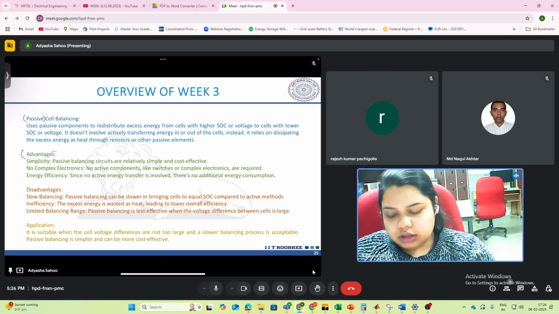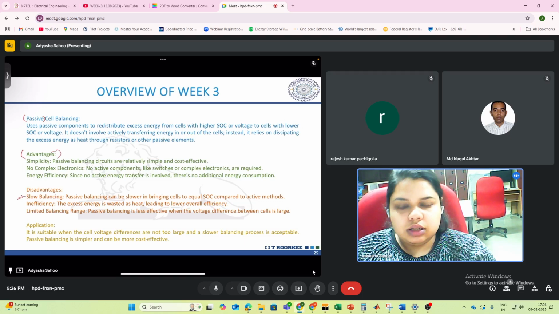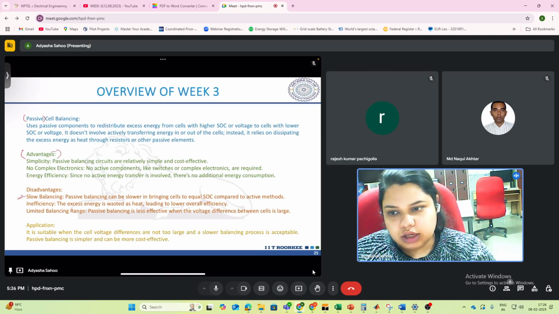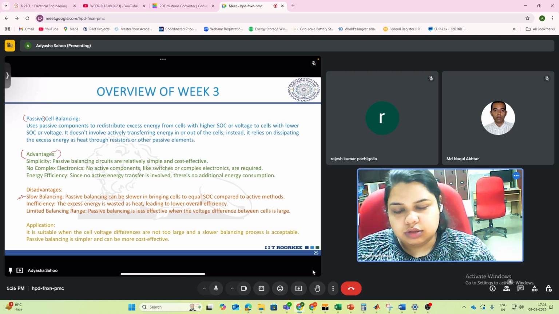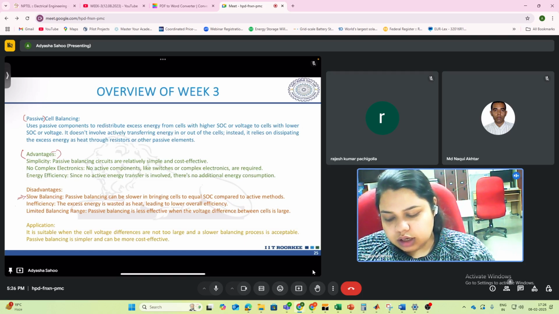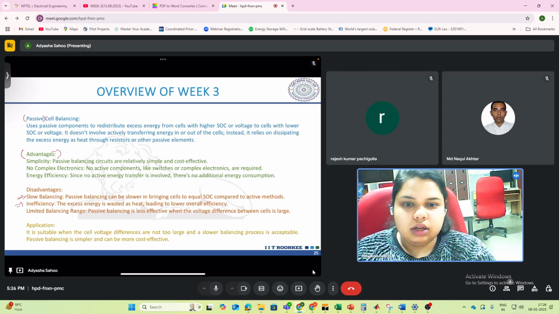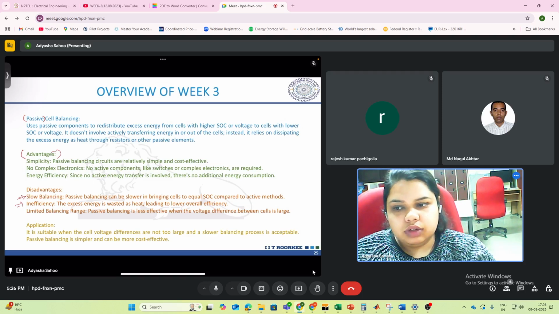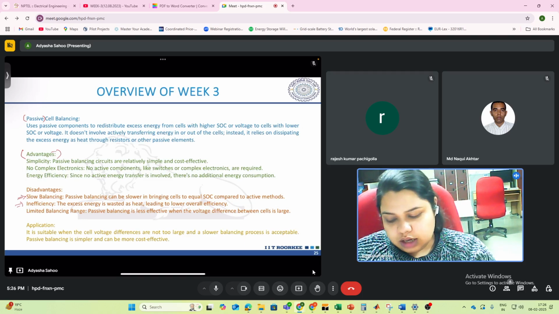But the disadvantage here is that it is a slow process because you are basically dissipating the energy in the form of heat. So it is a slower process. It will take time. Then it is not highly efficient because you are wasting the energy in the form of heat here. So the overall efficiency is decreasing, and the balancing is limited.